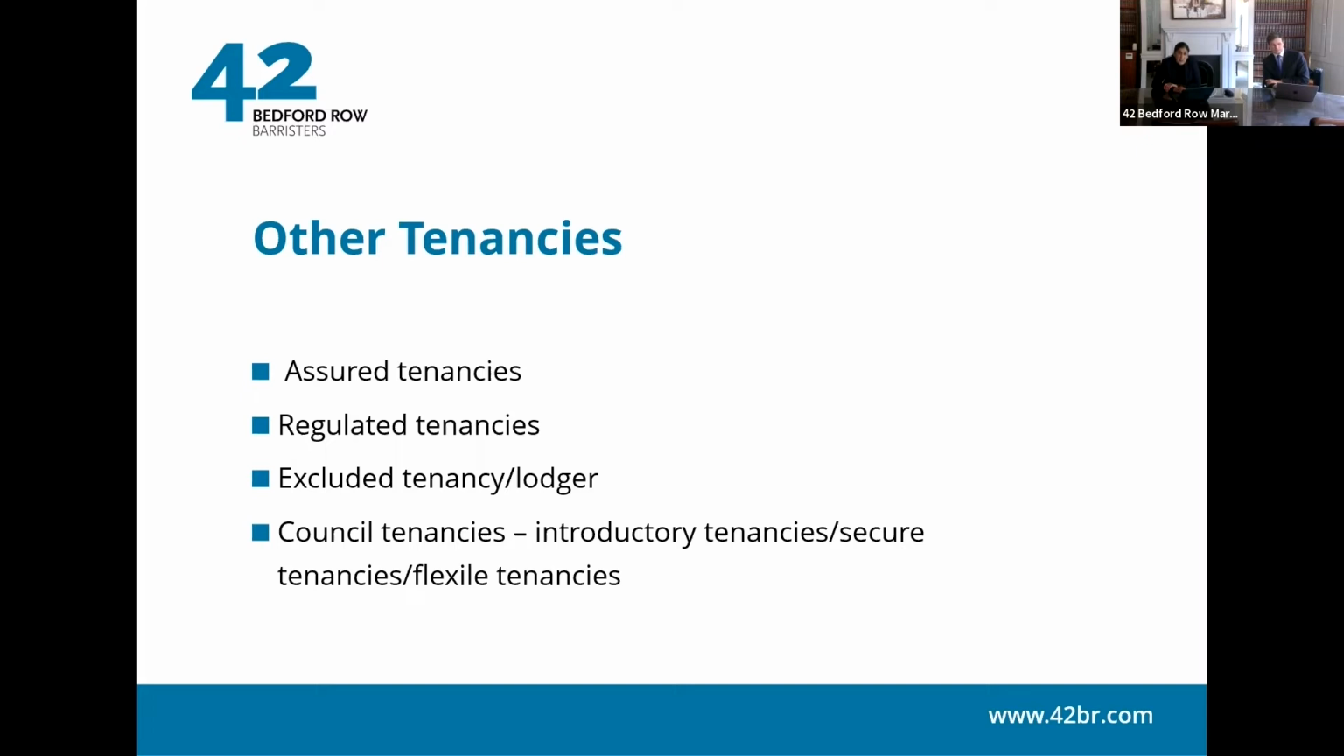And then finally, we've got excluded tenancies or licenses. This is where you've got a lodger, for example, living in your home, you're sharing rooms with them, like a kitchen or a bathroom, and it usually gives your lodger less protection from eviction than other types of agreement. And you've also got on there council tenancies. So we often see these types of tenancies with social housing situations.